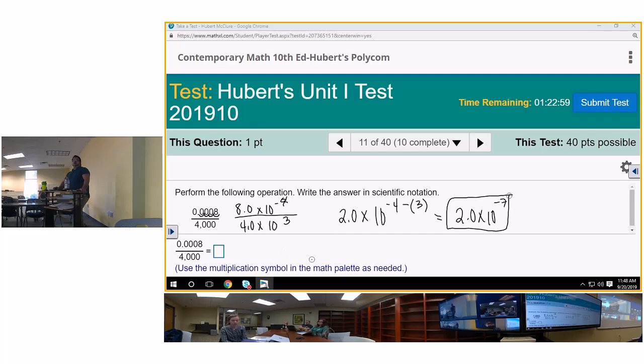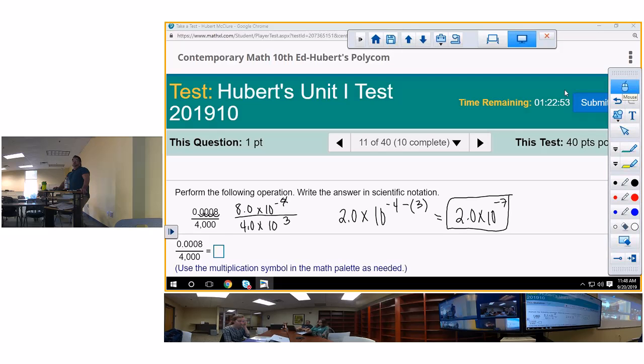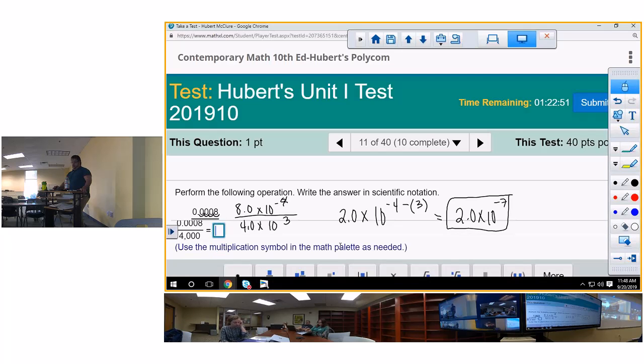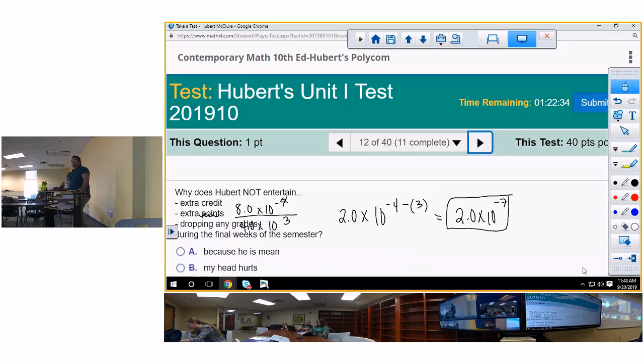So they want you to write it in scientific notation, read the directions. And that's going to be 2.0, and you don't have to put the 0.0, times shift 8, 10, shift up arrow, -7. Next. Okay.